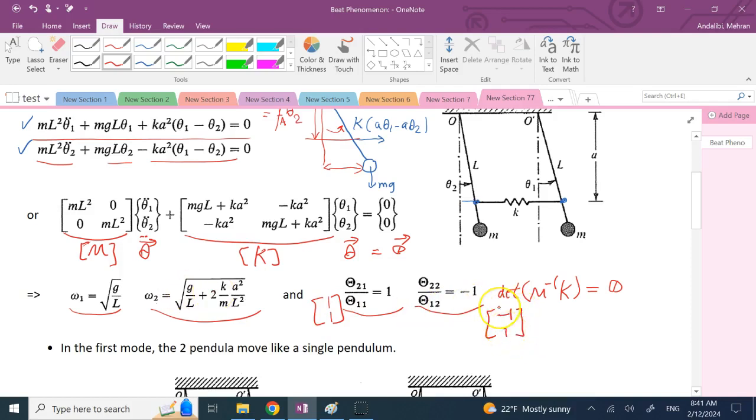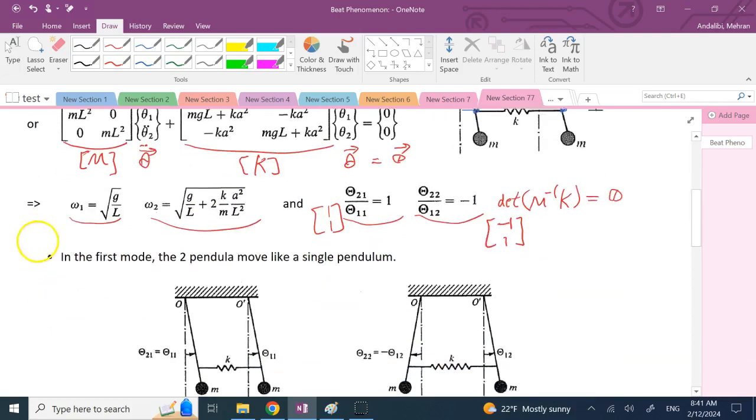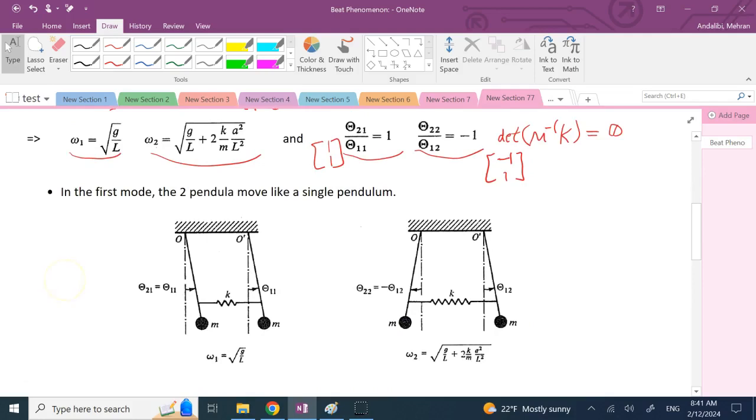So these are the natural frequencies, these are the mode shapes. Now, let's take a look at these. In the first mode, since the displacement is 1 to 1, both of them will basically move like a single pendulum, because the amplitude of the displacement is 1 to 1. So if this one moves 2 degrees, that one moves 2 degrees. This one moves negative 2 degrees, that one moves negative 2 degrees. So they move together, linked together like a single pendulum with the frequency square root g over L, which is the frequency for a single pendulum.